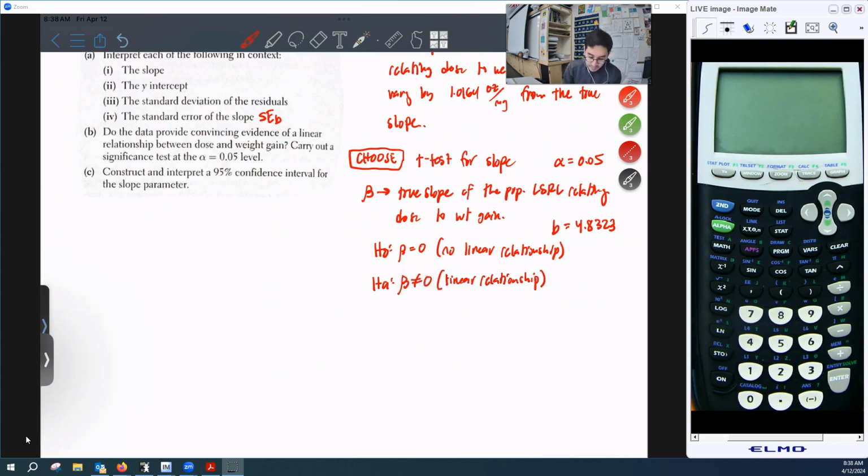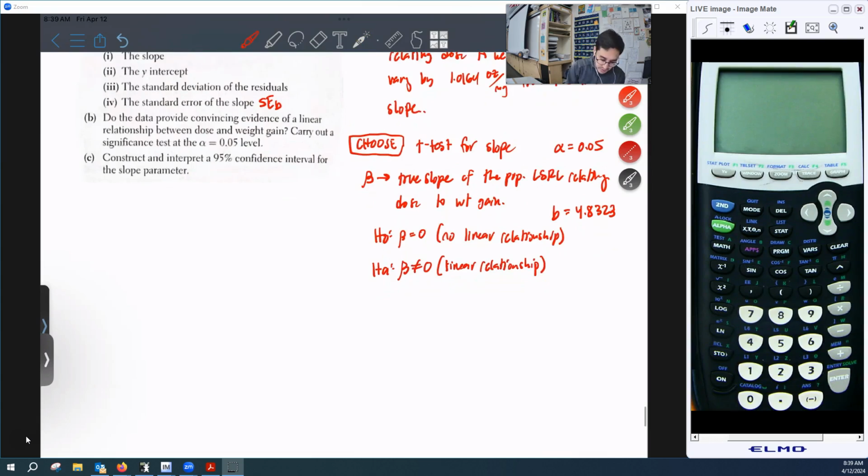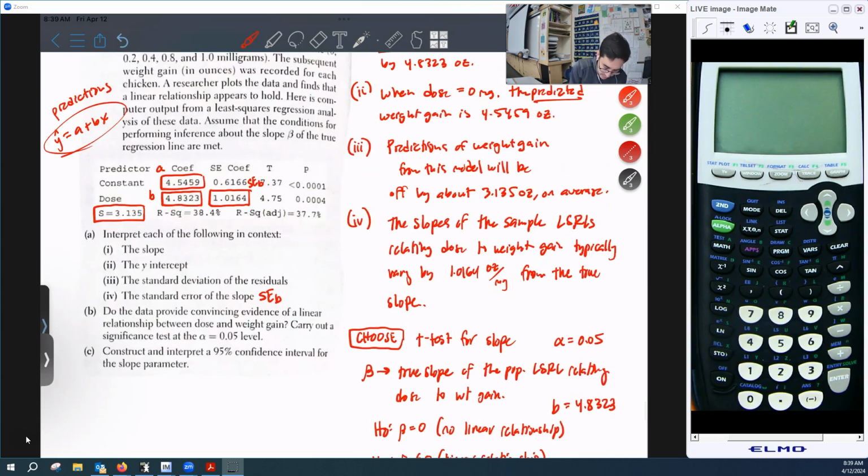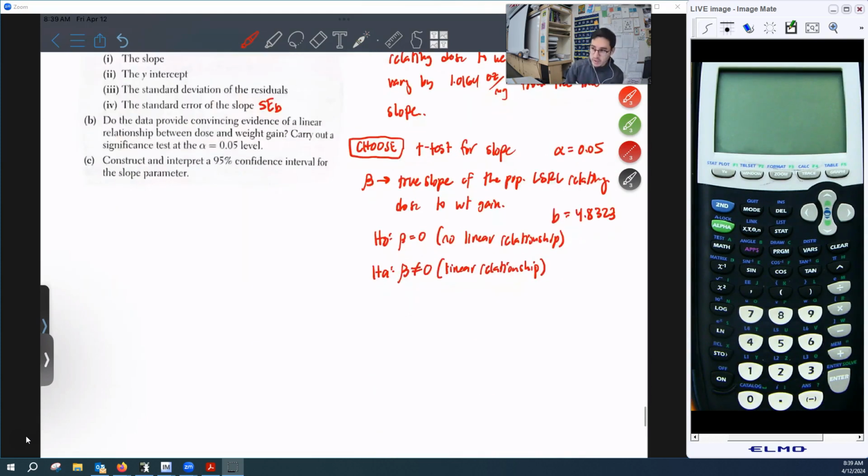All right, we do have some evidence for the alternative because the statistic, the slope of the sample regression line, is greater than 0. Okay. Now the question is this because there really is a linear relationship, or is this just by random chance that it happened to be greater than 0? All right, we don't need to check the conditions because the question said that we can assume the conditions are met. Okay. So I'm going to jump right into the calculation step.